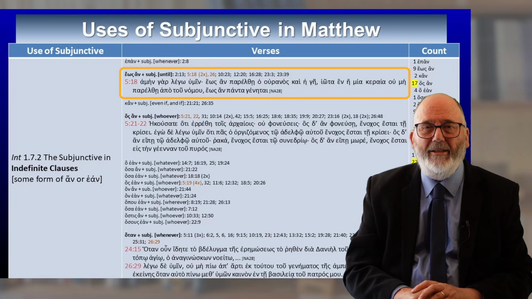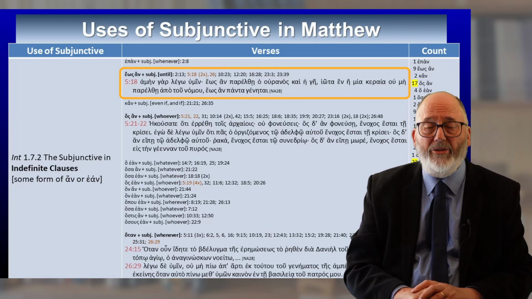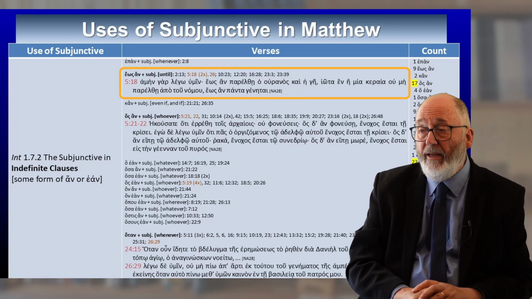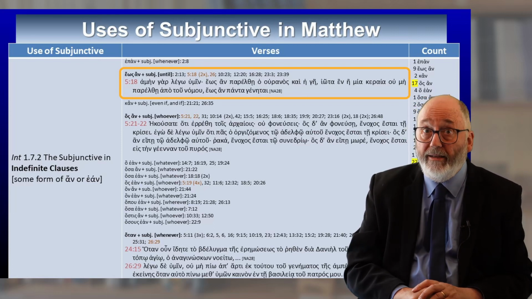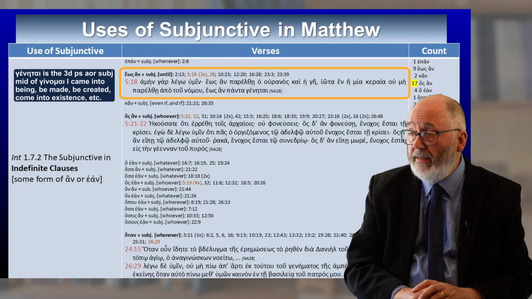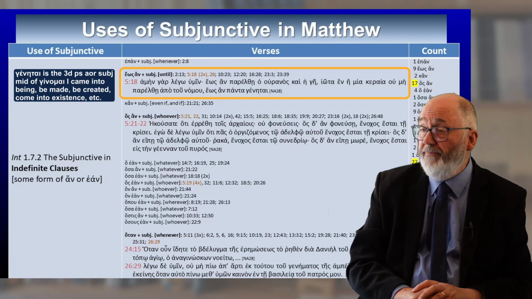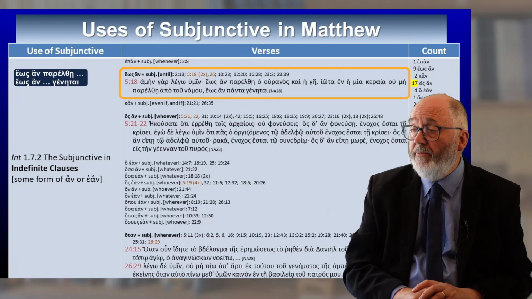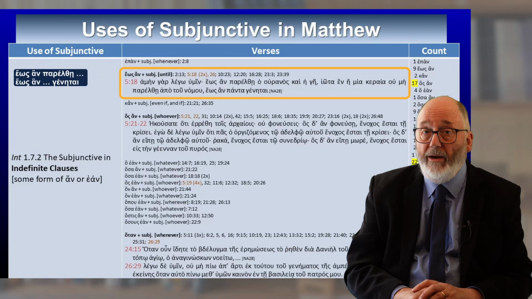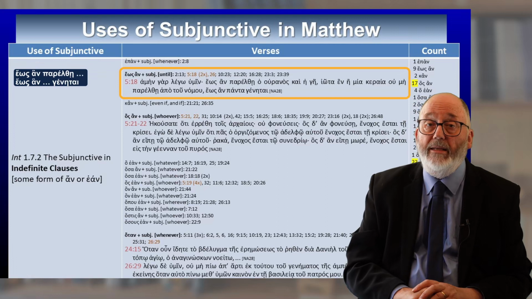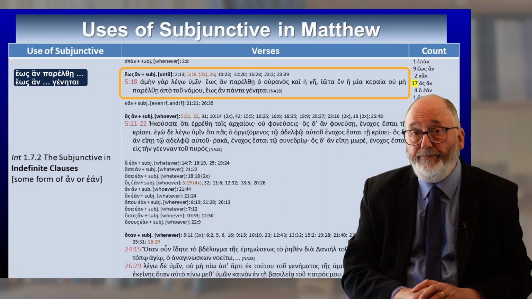ou me, yes, here is another marker of a subjunctive, we will find out in a second or two, definite denial, strong denial, will definitely not parelthe, pass away, apo tou nomou, from the law, heos an, until panta genetai, all things have taken place. Genetai from ginomai. So we have heos an parelthe, that's the aorist subjunctive, and genetai is a subjunctive as well.